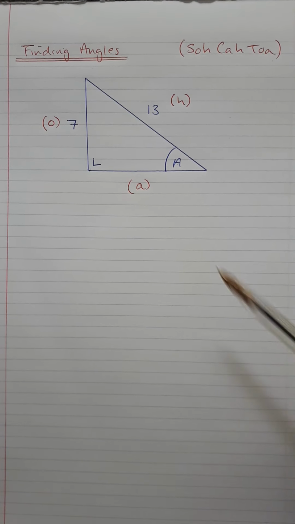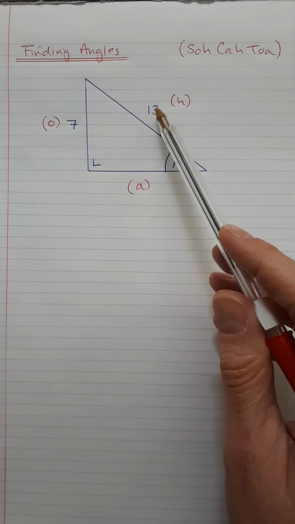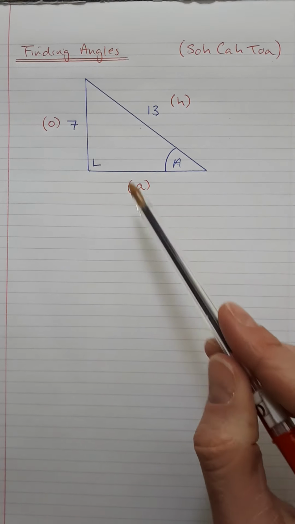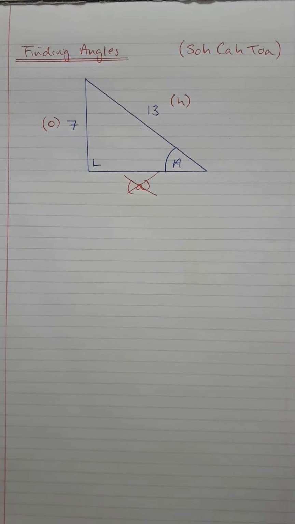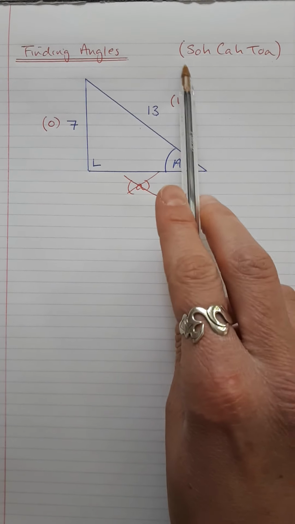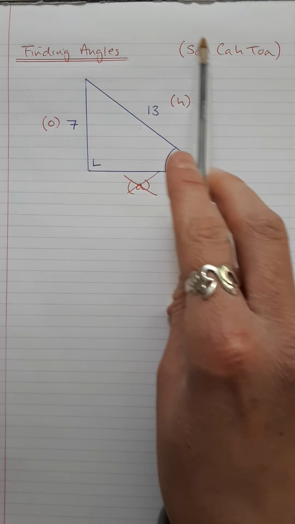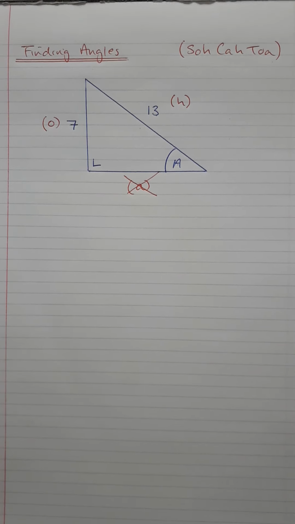Now, I filled them all in, but I have the measure of this one and the measure of this one, so this one is no good to me, so I can cross it off. Now, with O and H, you pick your sine, cos, or tan. So with O and H, it's going to be sine.